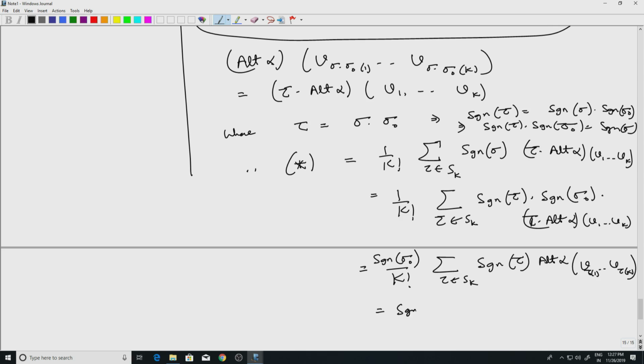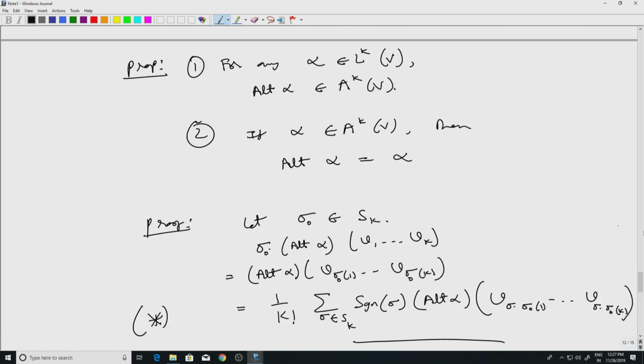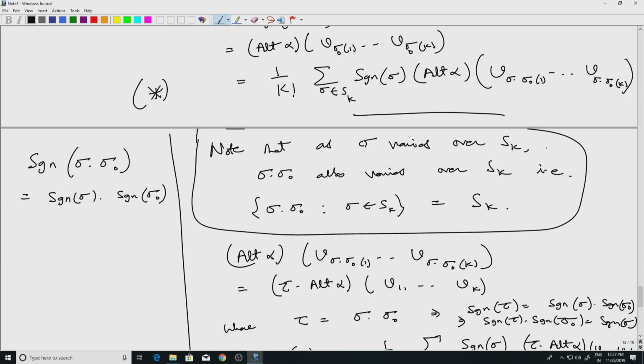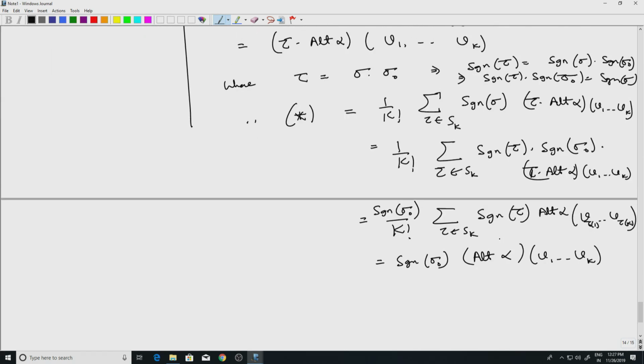And this we know is the same as, the 1 over k factorial, again I combine with this, and this is the same as alt alpha acting on V1 up to Vk. So essentially we started with sigma naught of alt alpha acting on V1 up to Vk, and we ended up with sign sigma naught alt alpha V1 up to Vk. So therefore this alt alpha is alternating.